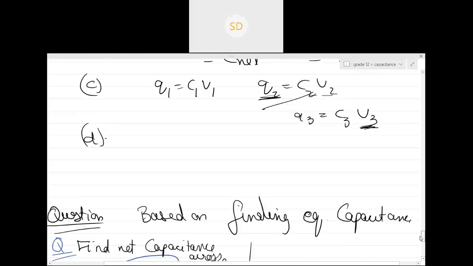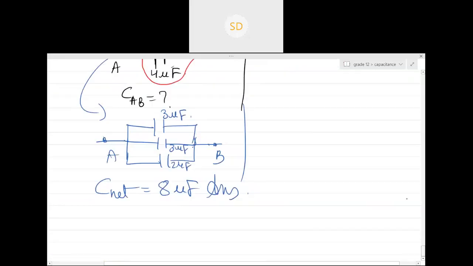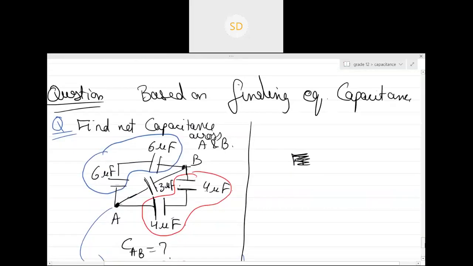Is this clear, guys? Basically I can redraw this circuit as this. Next question. These questions are called ladder questions. I think you will be able to solve these ladder questions.